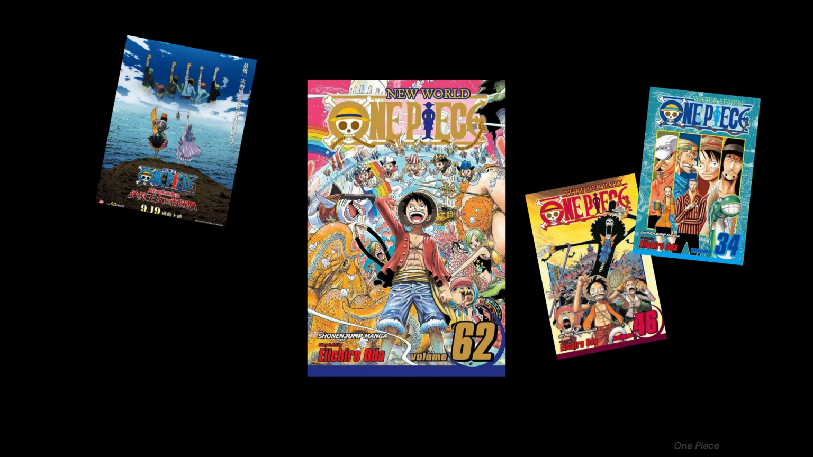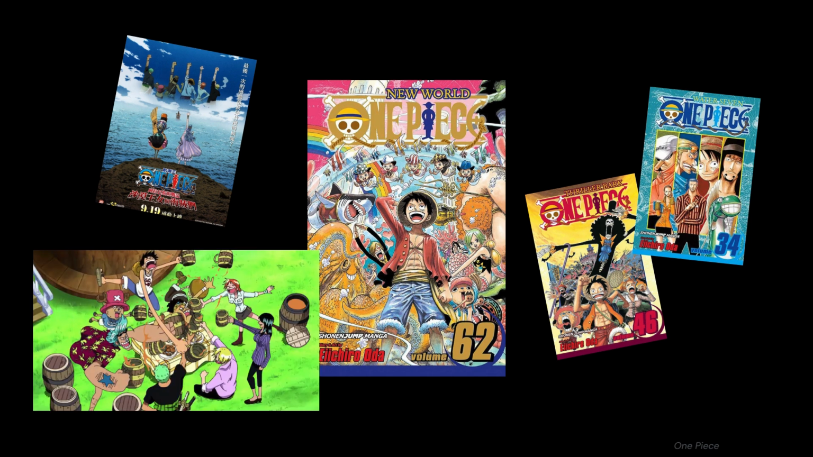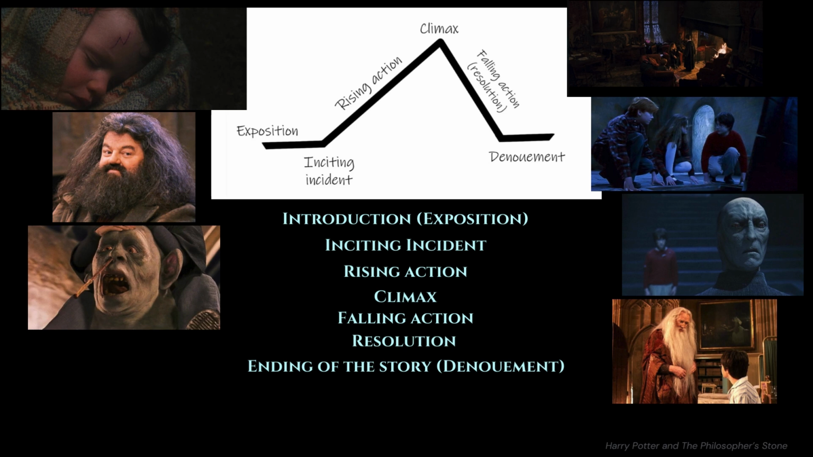Every little adventure of the pirate crew has steps of exposition, inciting incident, rising action, climax, falling action, resolution, and denouement. The resolution is usually kicking someone's ass, and the denouement, strangely enough, is usually a feast too, the same as in the Harry Potter story. So this is the morphology of the plot.